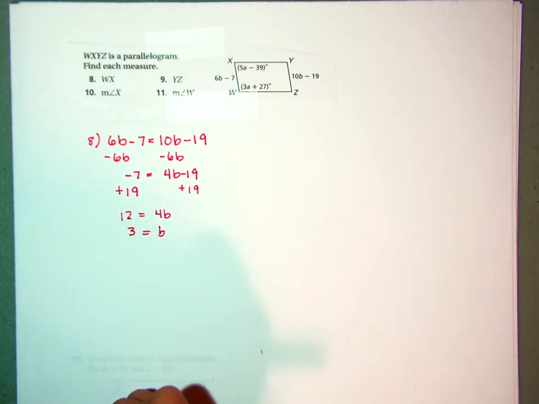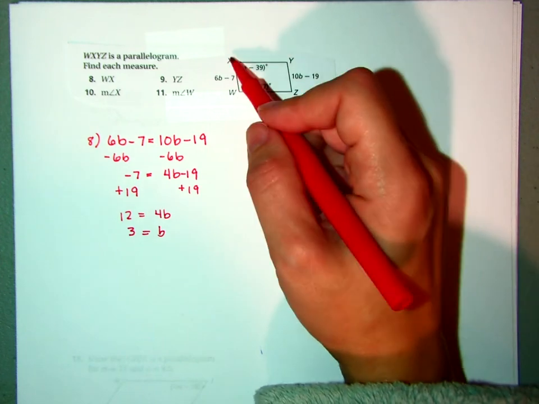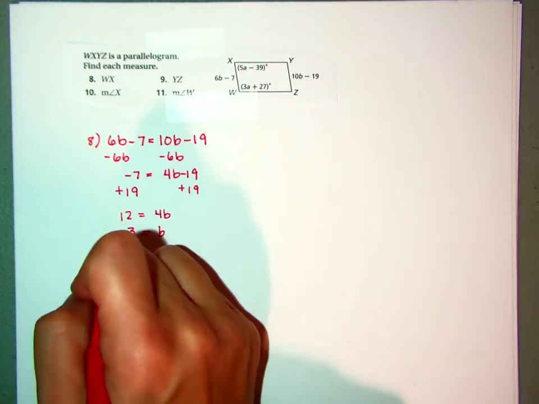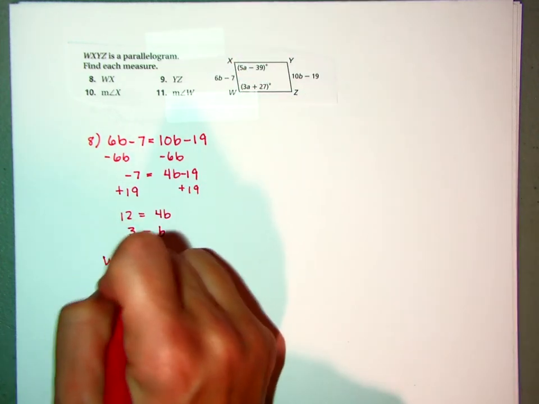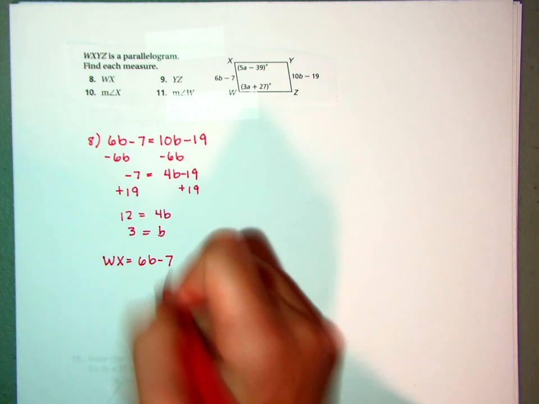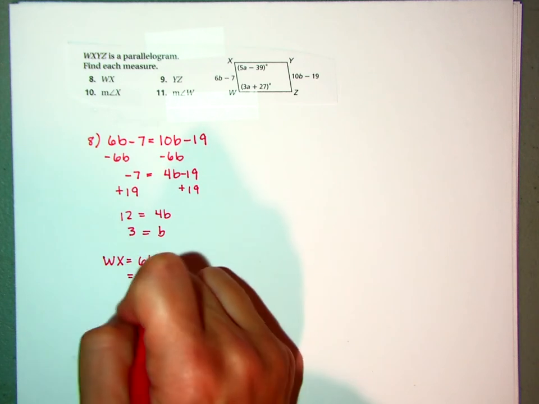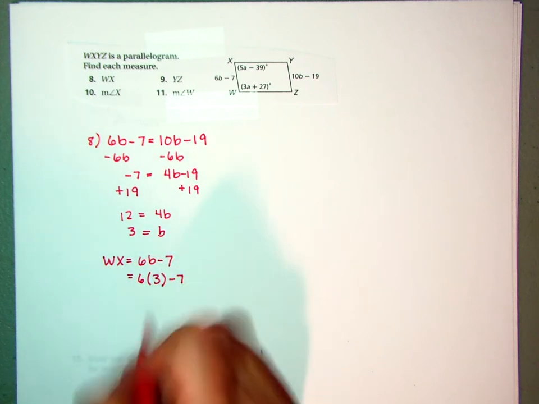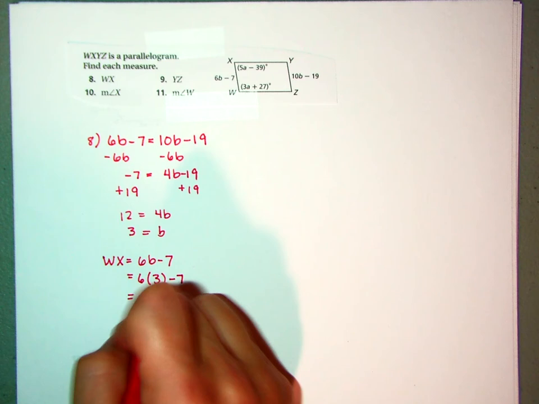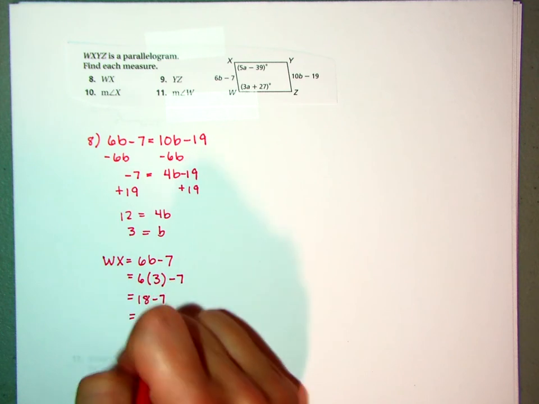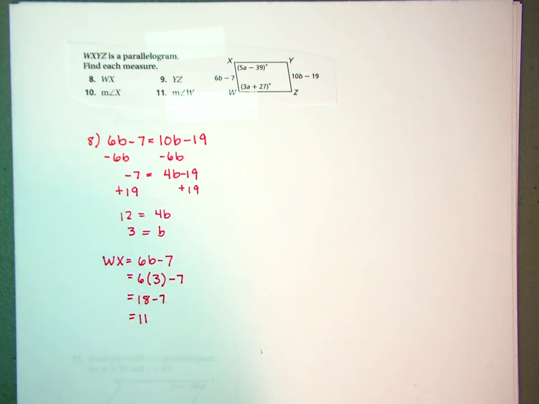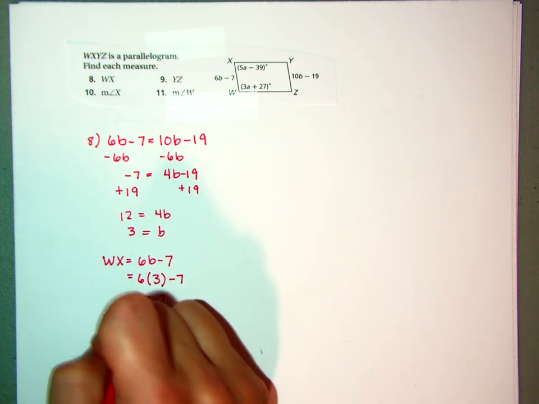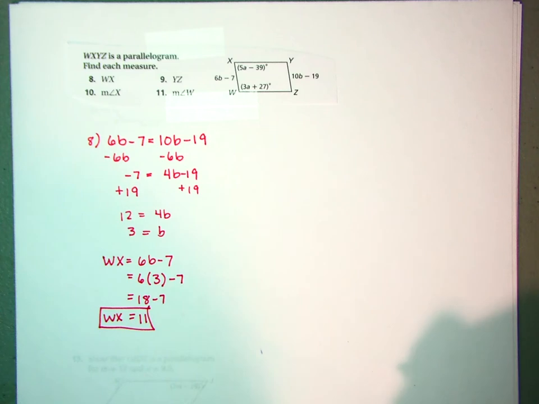But we're not done, because we're supposed to find the length of WX. So you want to take that expression that WX equals 6b minus 7, and we want to plug in what we know. 6 times 3 minus 7. Well, 6 times 3 is 18, minus 7 makes it a total of 11 units. So WX is going to be 11 units.